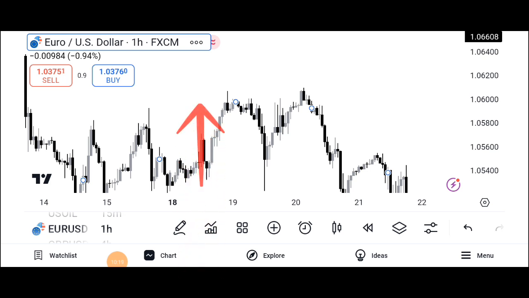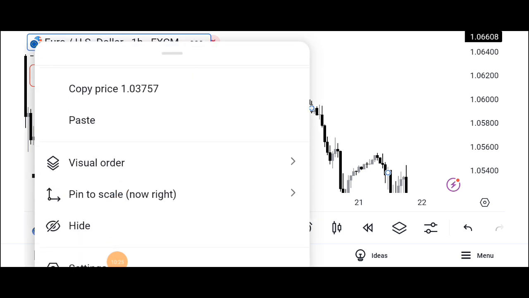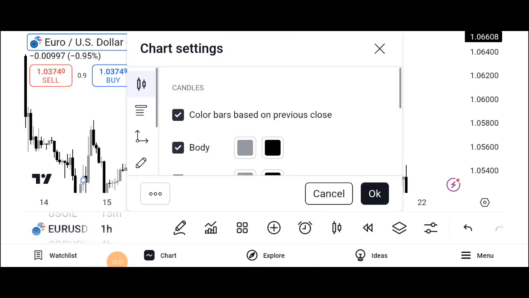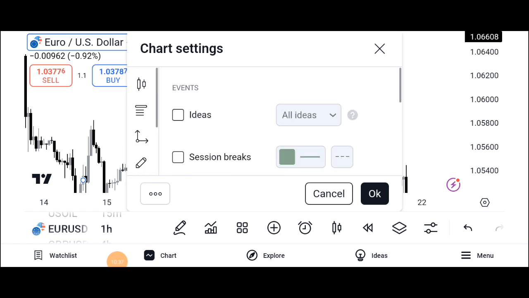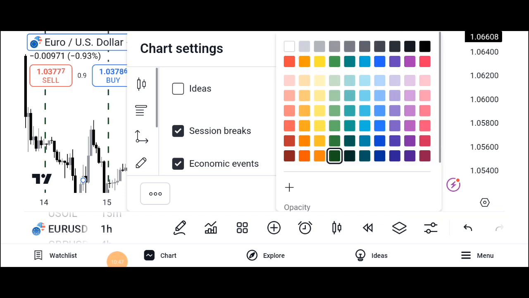So what you do, you come under the three dots up here, just next to the name of the currency you're trading. Then scroll down to settings, and then it will bring up chart settings. So you just scroll this bar down here, and it will bring you the last part. It is called events. And under events, the first is ideas, the next is session break. So you want to just tick the box, and then you can change the color to whatever color you want.